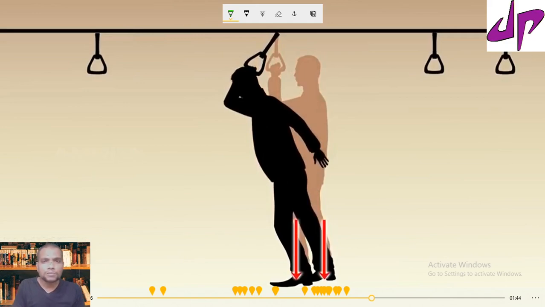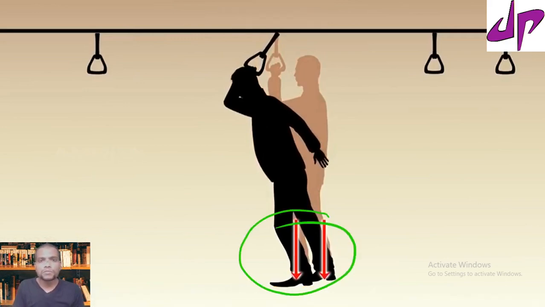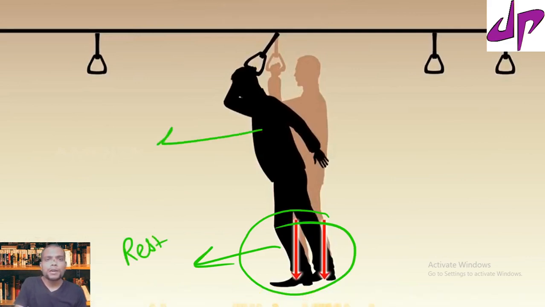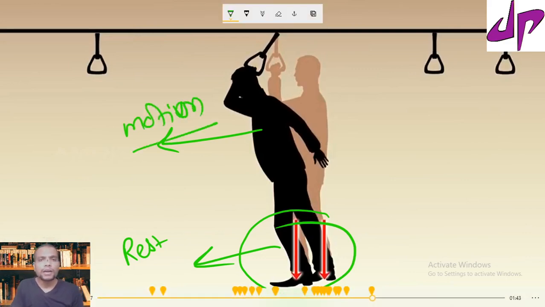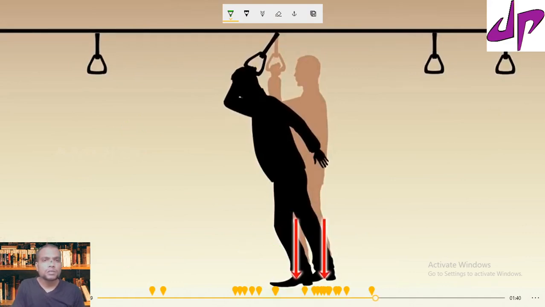All of a sudden the bus comes to rest, so my feet come to rest first. The feet are at rest, but the upper body is moving, in the forward direction. Now, because of the inertia due to motion, we lean forward. So these are all natural examples of the three types of inertia: inertia due to rest, inertia due to motion, and inertia due to direction.